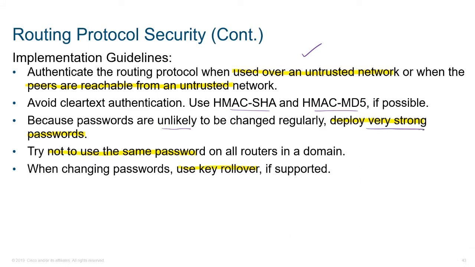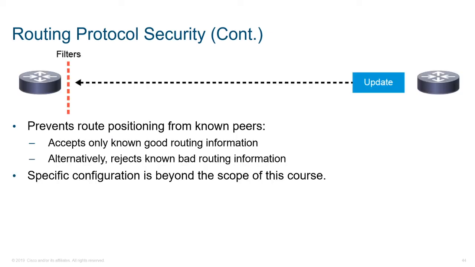As far as working along with something like a time-based key, we should also ensure that we're using very long passwords or very strong passwords, and we generally don't want to use the same password everywhere. So if we have a password in OSPF area 0 and then a different password in OSPF area 1, we can do things like that. Obviously a different password on BGP than our IGPs, and we can also support key rollover.